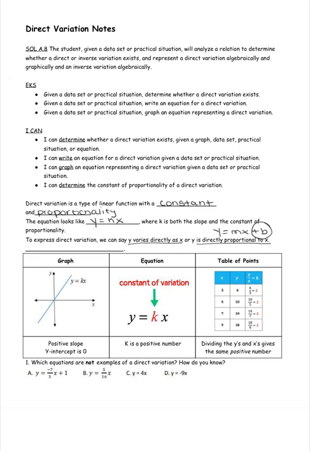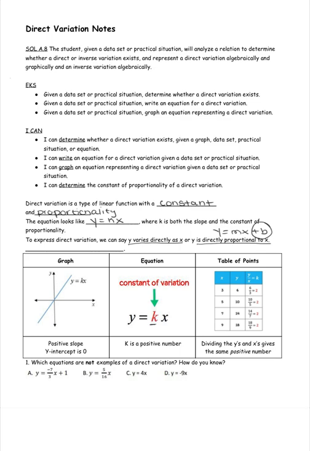In the equation, you see the constant of variation, which is our k. K is always a positive number. Even if you're looking at a proportional relationship between two negative numbers, remember a negative divided by a negative is a positive. And then you can also look at it from a table of points. So dividing the y's and x's gives you the same positive number.